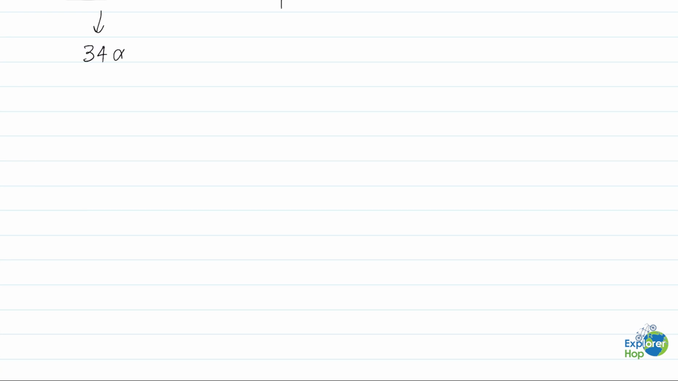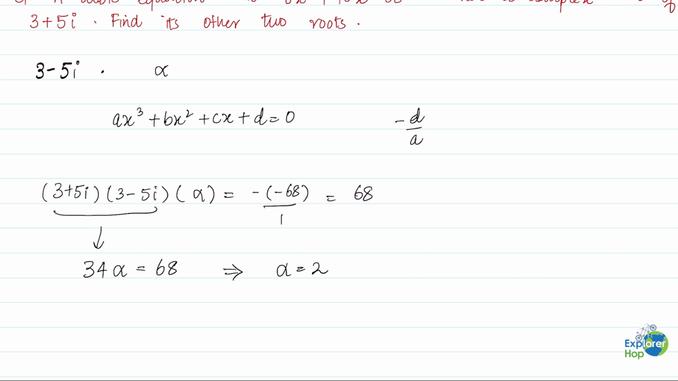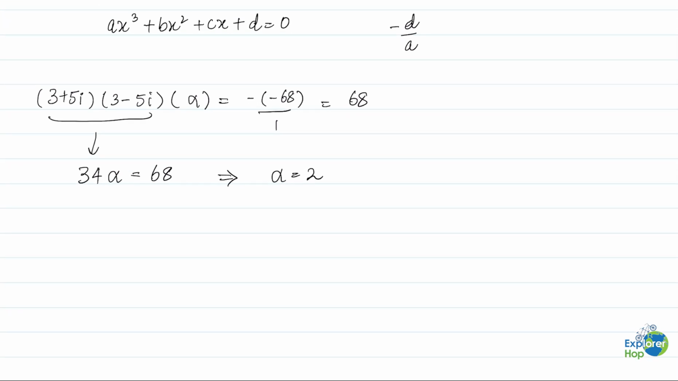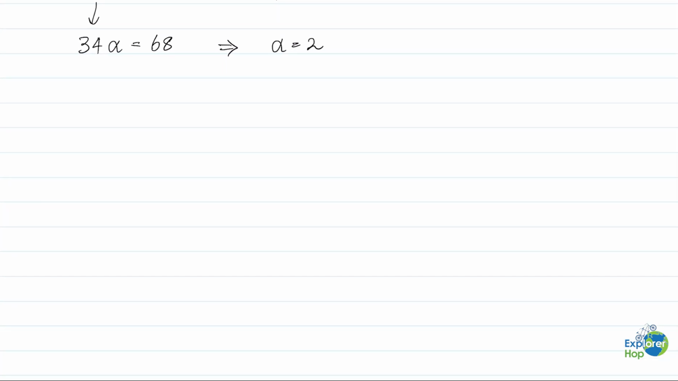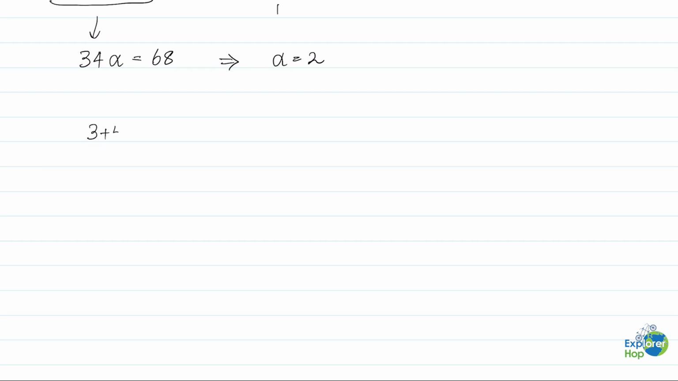So 34 times alpha equals 68. And from this, we can find alpha to be 2. So now we know one root from the question, we found the other root to be the complex conjugate, and the third root, alpha, is equal to 2. So the three roots of the equation are 3 plus 5i, 3 minus 5i, and 2.